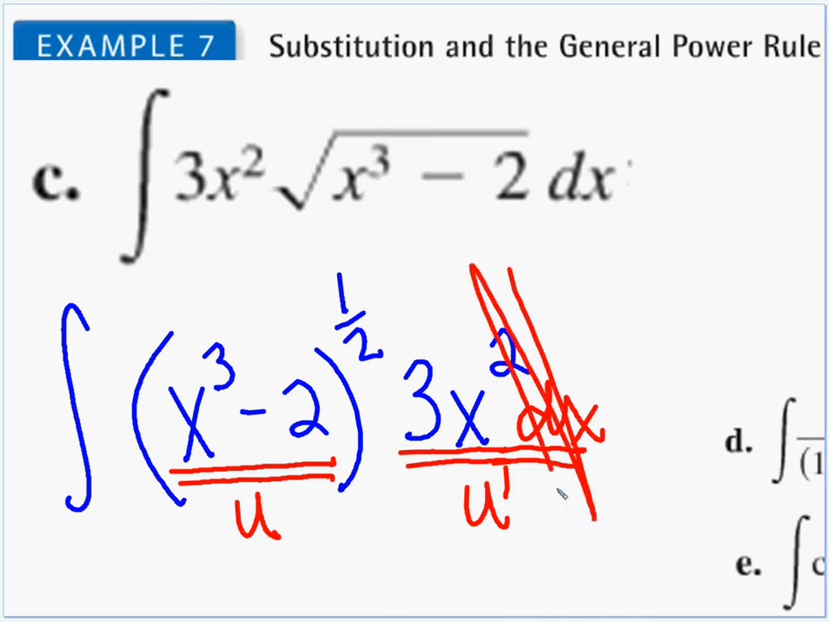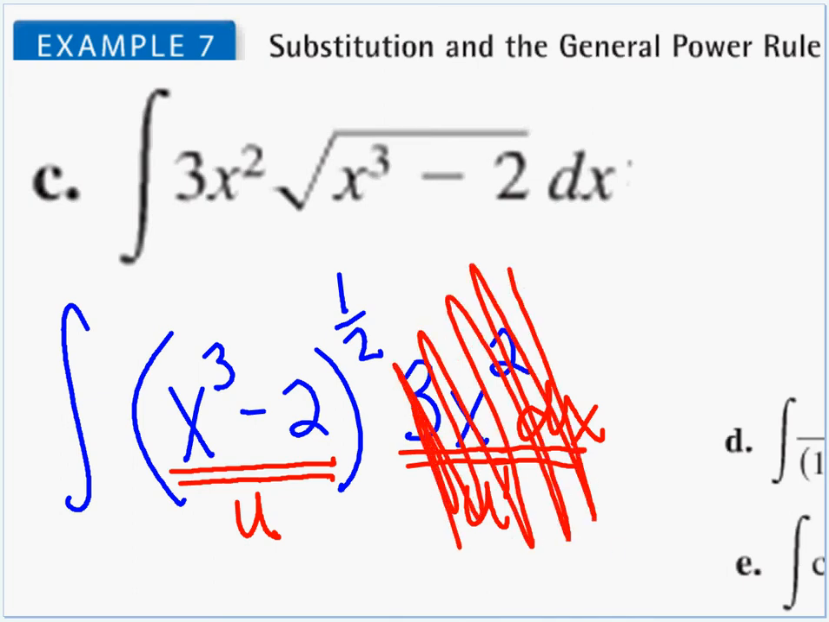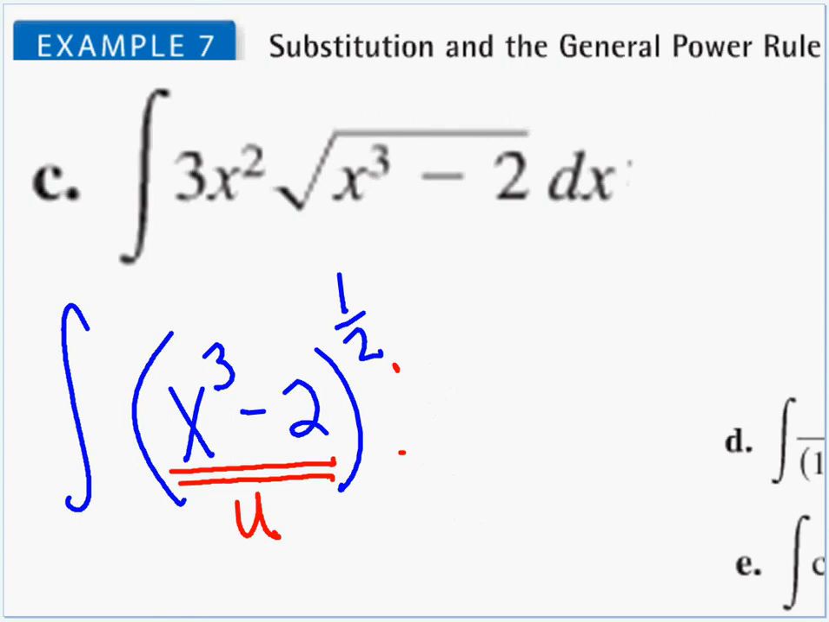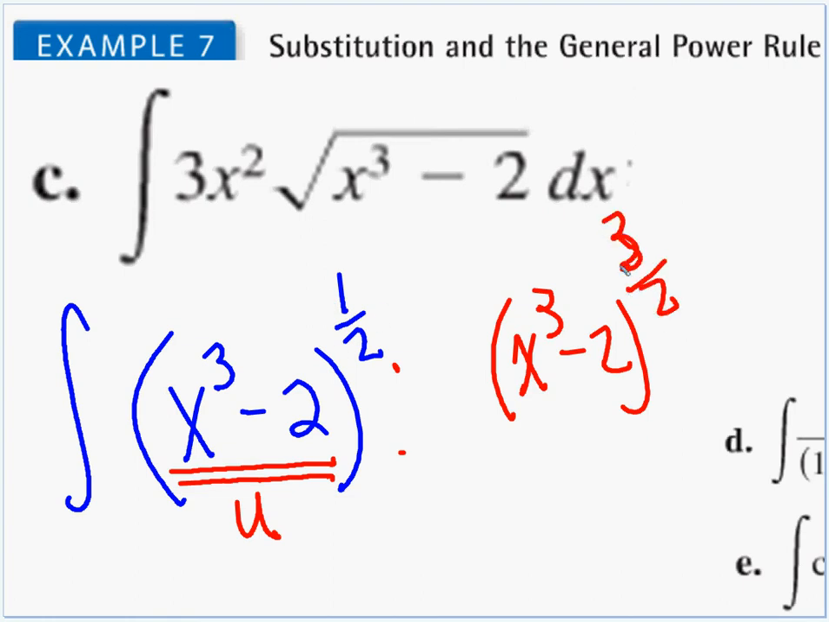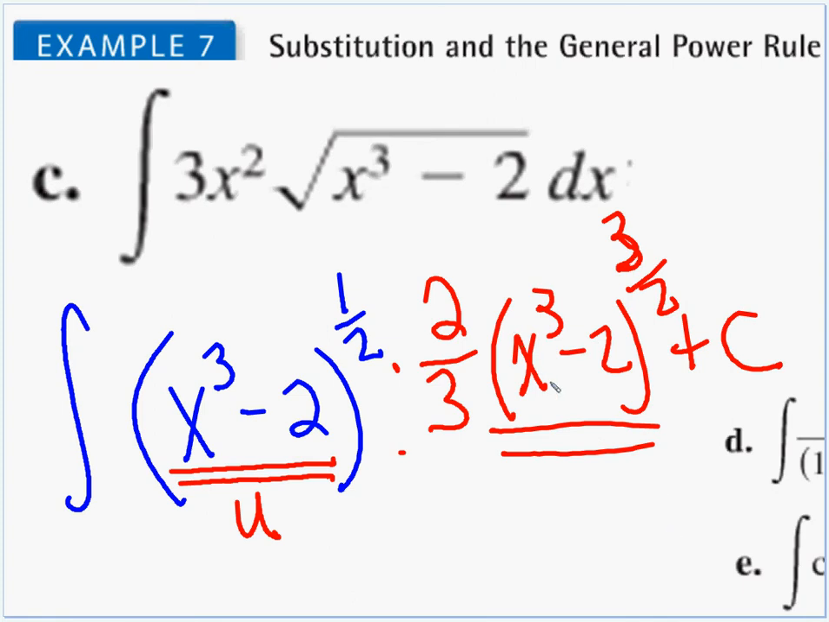So our rocket, x cubed minus 2, is going to go up a power from 1/2 to 3/2. That's a 3. And we're going to divide by 3/2 or multiply by the reciprocal 2/3. And we're not going to forget our constant. So 2/3 times that quantity to the 3/2 plus c.